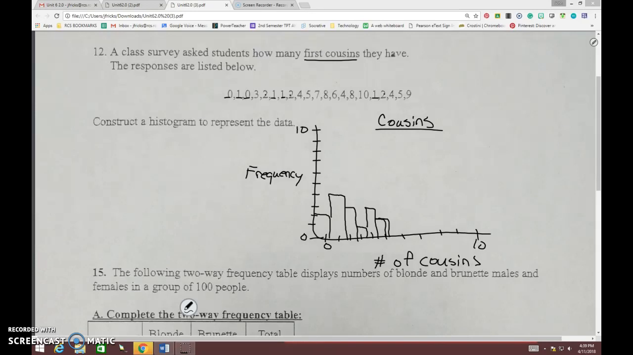I'll take that back. Let's see. Let me double check this. That's 1, 2, 3, 4, 0, 1, 2, 3, 4, 5. So for 5, I only had 2. Okay, yeah, I'm good. So for 6, I'm going to have 1.